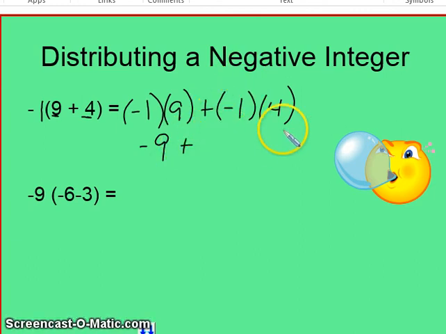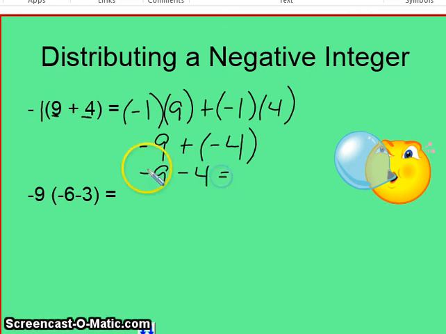Plus, now I'm going to do multiplication here. Negative times a positive is a negative. And 1 times 4 is 4. Now I know that adding a negative is the same as subtracting, so that's like negative 9 minus 4. And negative 9 minus 4 is negative 13. Again, notice that using the distributive property resulted in the same answer as if we had done parentheses first and then multiplication. 9 plus 4 is 13, and when we multiply it by negative 1, we get negative 13.